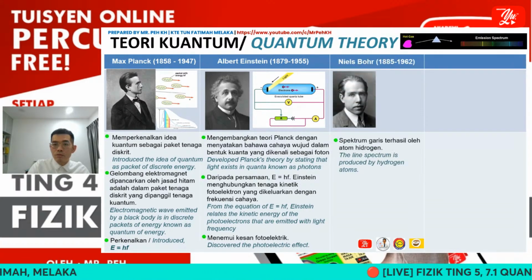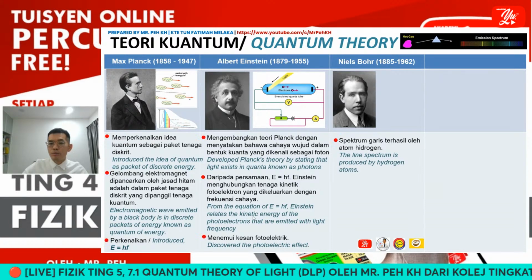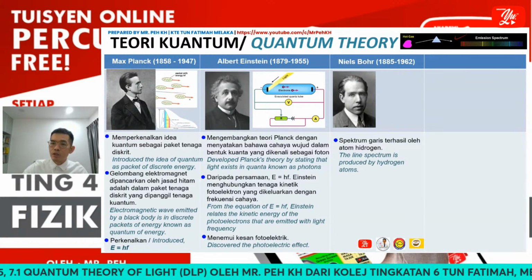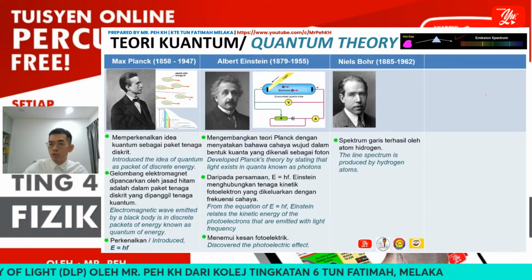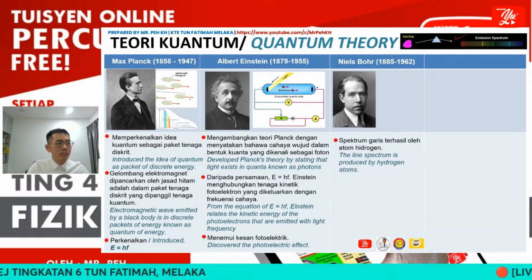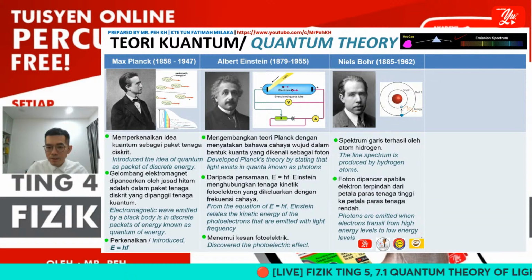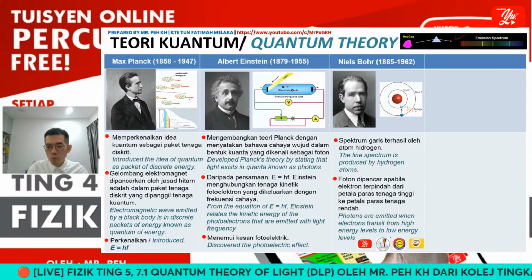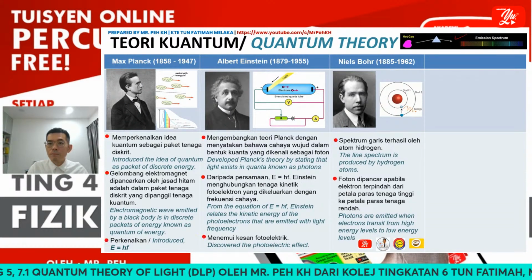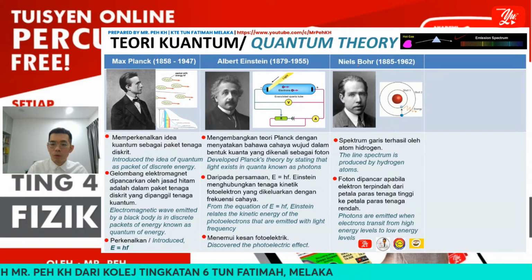Okay, the next person will be Niels Bohr. He is the person who was able to explain the line spectrum produced by hydrogen, and this was unable to be explained by J.J. Thomson, just as we explained already, who was involved in the development of classical theory. So the photons are emitted when electrons transfer from a higher energy level to a lower energy level. You can look at this figure. This theory was developed by Niels Bohr.